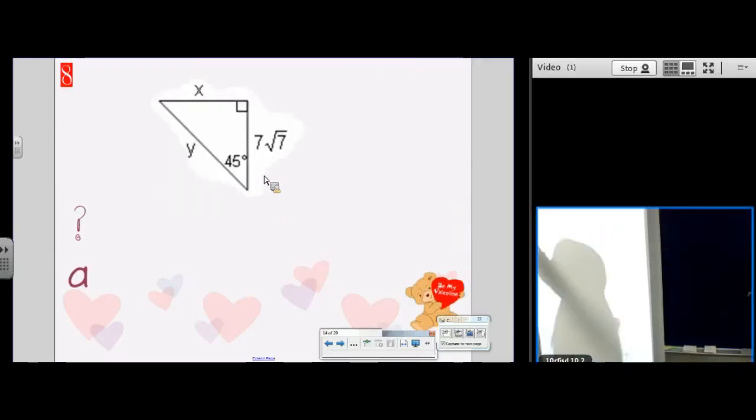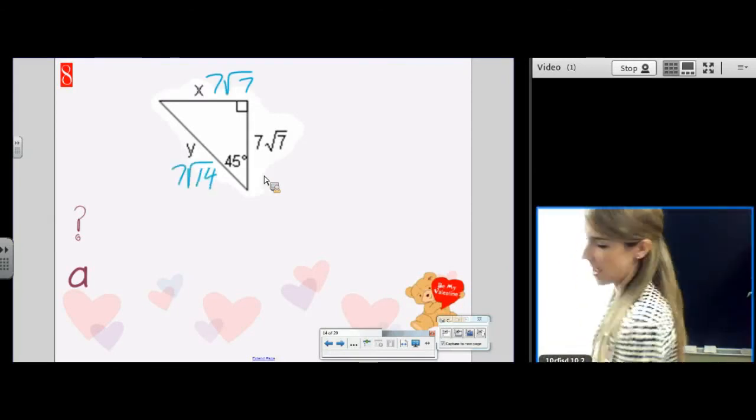I'm not going to work this one. X is 7 root 7 and y is 7 root 14. X root 2.